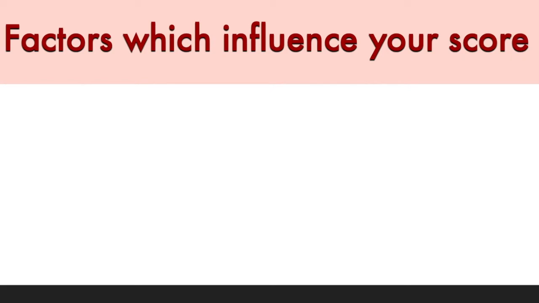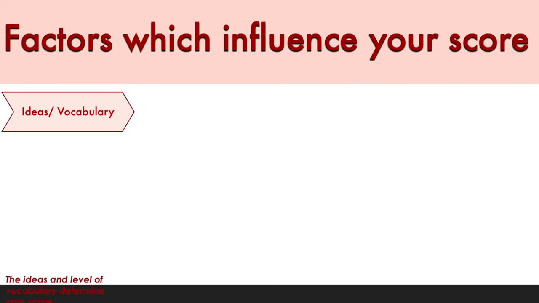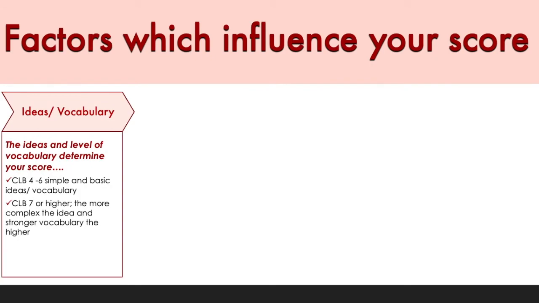Factors which influence your score. Ideas and vocabulary. The ideas and level of vocabulary determine your score. CLB 4 to 6, simple and basic ideas and vocabulary. CLB 7 or higher, the more complex the idea and stronger vocabulary, the higher the level.